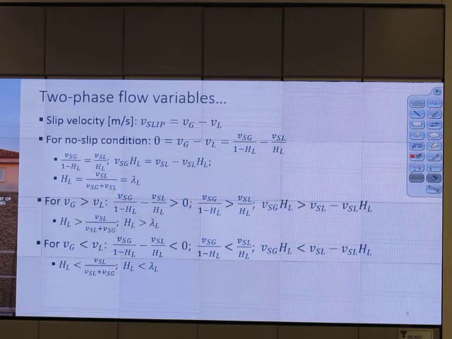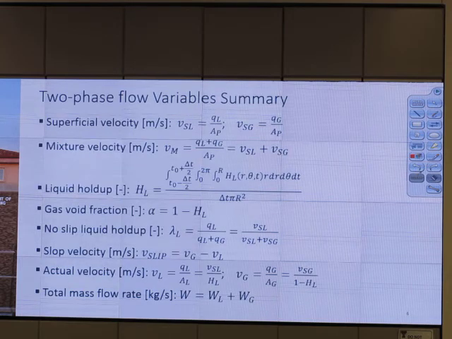Then do a little bit of math. We will see that HL is greater than lambda L. Does it make sense? HL is greater than lambda L. So liquid hold-up will be more than no-slip liquid hold-up. Let's go back and take a look at the picture.